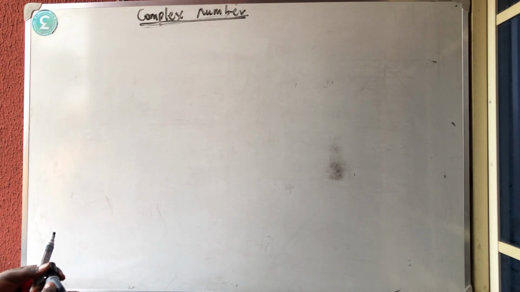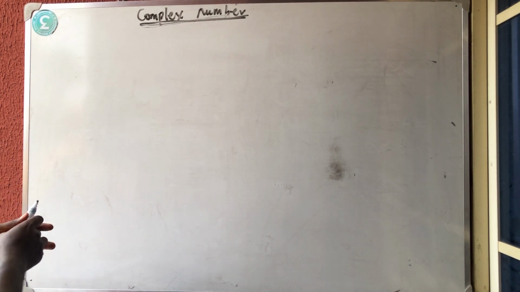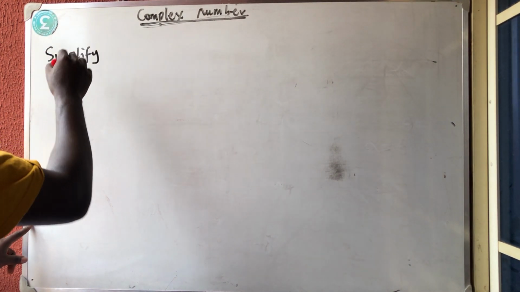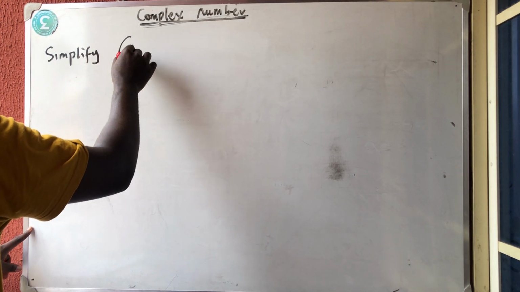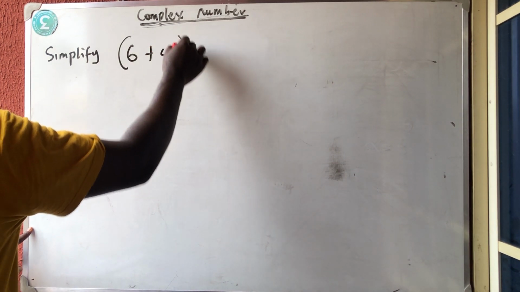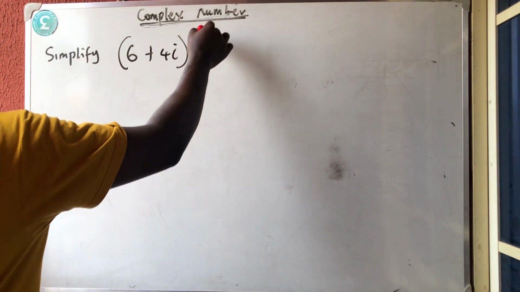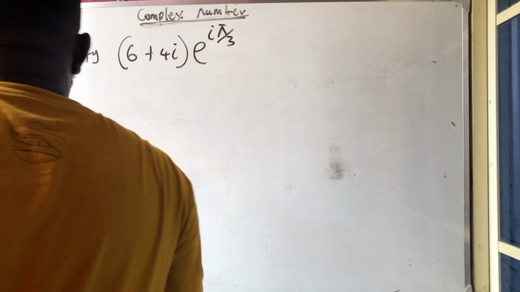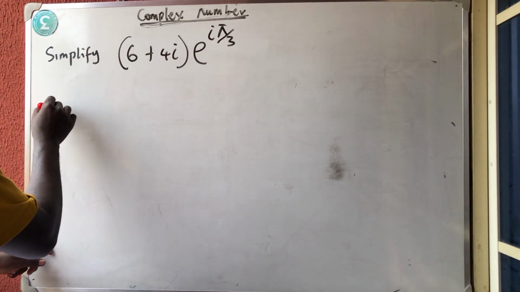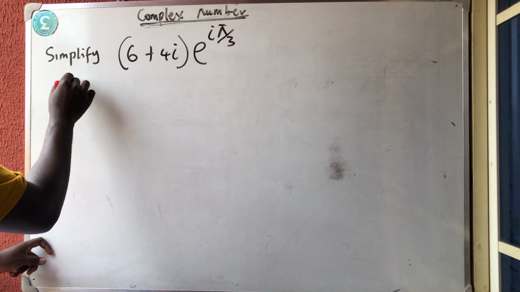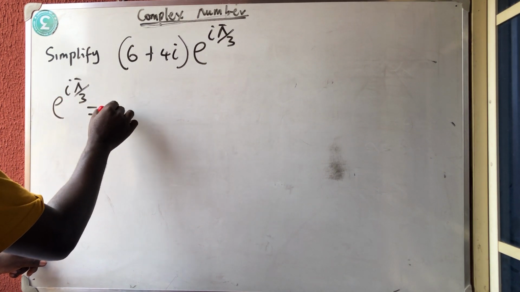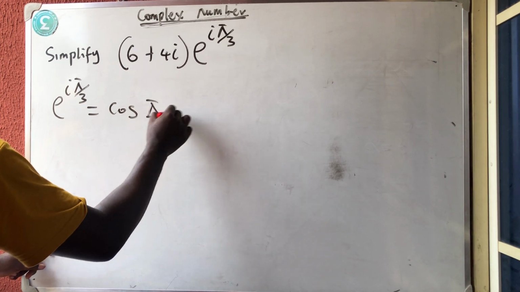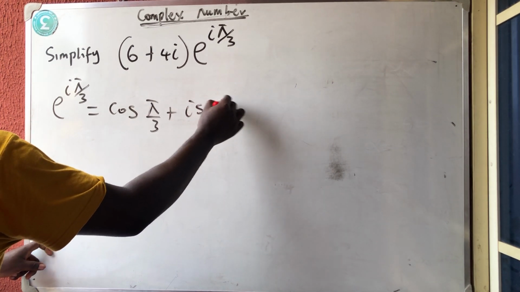So the second question we are going to solve said: simplify (6 plus 4i) e raised to power i pi over 3. Okay, before you simplify this, let us simplify only this one first. e raised to power i pi over 3 is the same thing as saying cos pi over 3 plus i sine pi over 3.